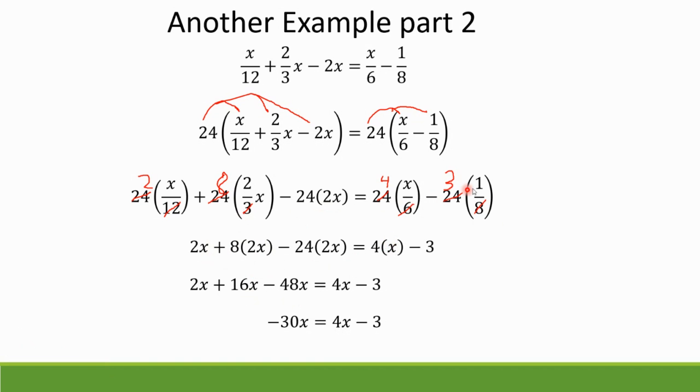We have 4x minus 3. So we have this equation, which turns into this equation. And so we get this. And so from here, we just simplify the left-hand side, and we get minus 30x is 4x minus 3. Okay, it's just like the other example. Now we have an equation with no denominators. We're approaching it like we did in the beginning of chapter 1.